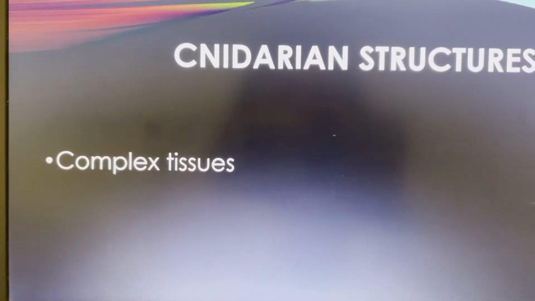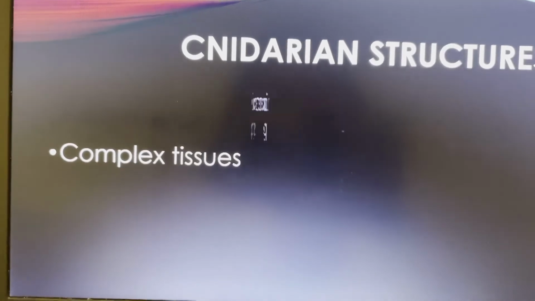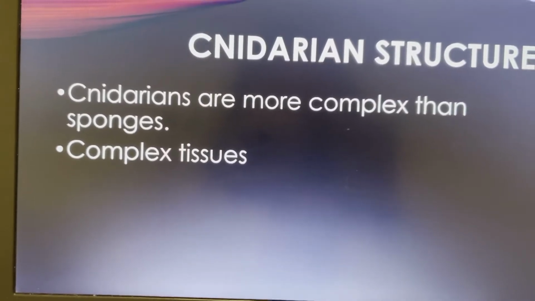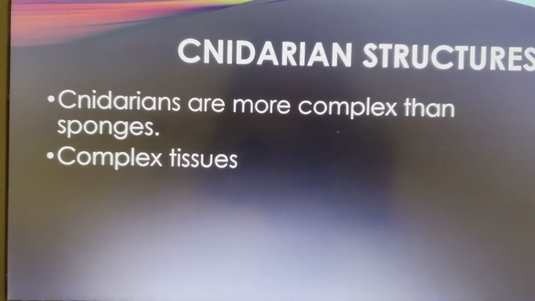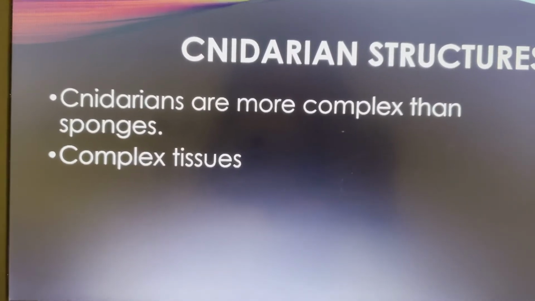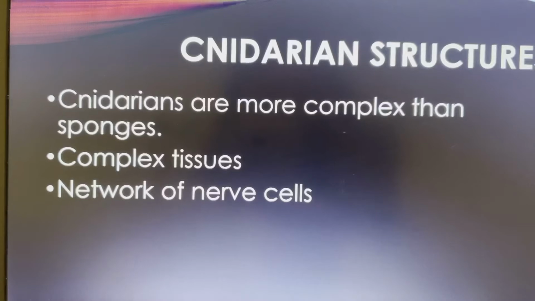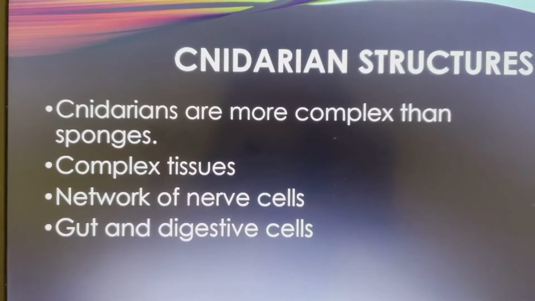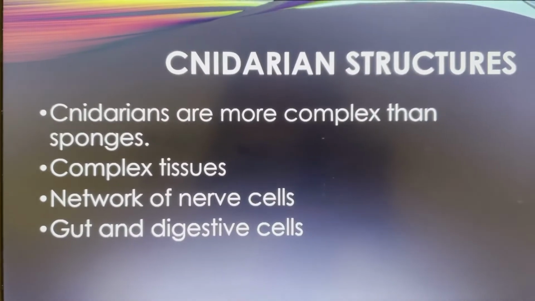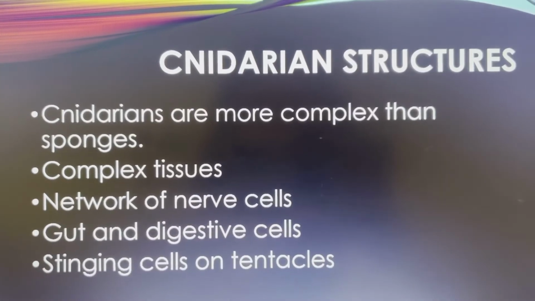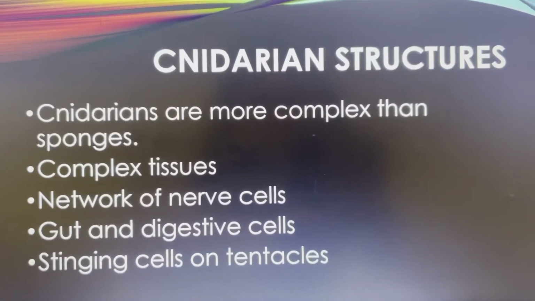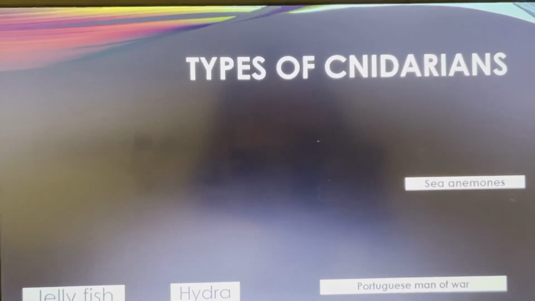Now the next is Cnidarian structures. Cnidarians have complex tissues. They are more complex than sponges, because sponges are the simplest. Another is a network of nerve cells, a lot of nerve cells. Then gut and digestive cells. And last, stinging cells on tentacles. So these are the structures of Cnidarians. Take note of that.